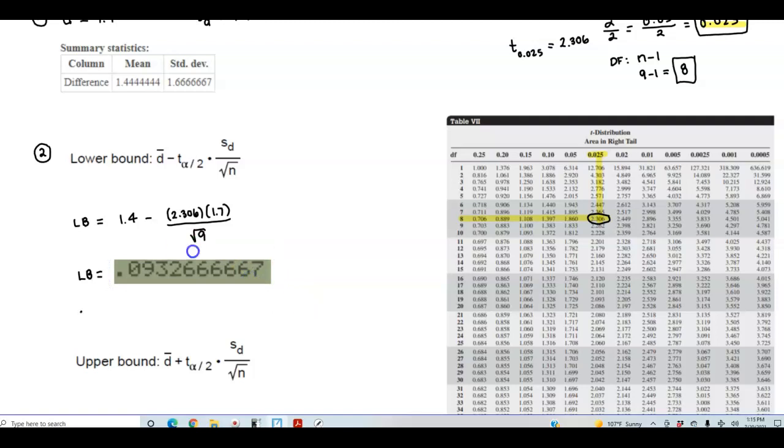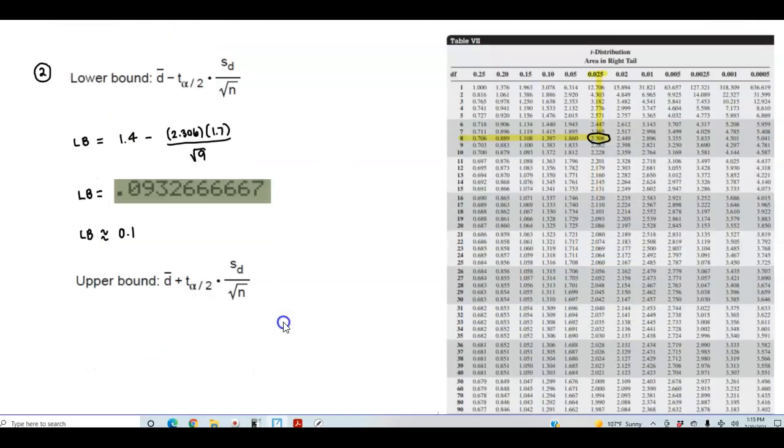Okay, now they want us to round this to one decimal place for this particular problem, so we're going to approximate this to be 0.1. Now we need to find the upper bound. If we want to find the upper bound, we're going to use the following formula. It's going to be almost similar to what we have here. The only thing is now instead of subtracting, we are going to add.